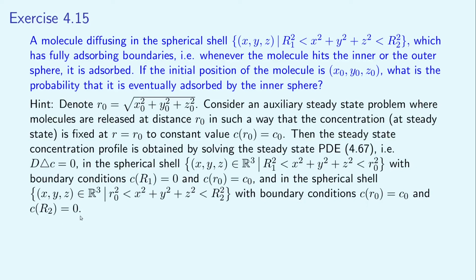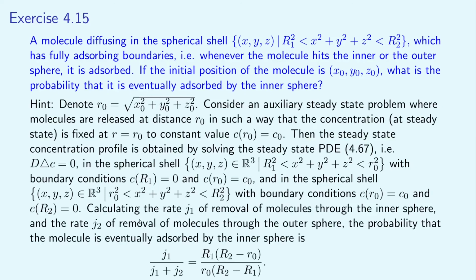Calculating the rate J1 of removal of molecules through the inner sphere and the rate J2 of removal of molecules through the outer sphere, the probability that the molecule is eventually adsorbed by the inner sphere is given by this ratio J1 divided by J1 plus J2. Once you calculate the resulting formula, you can also check that it makes sense. It is a probability, so it should be non-negative and less than or equal to 1.